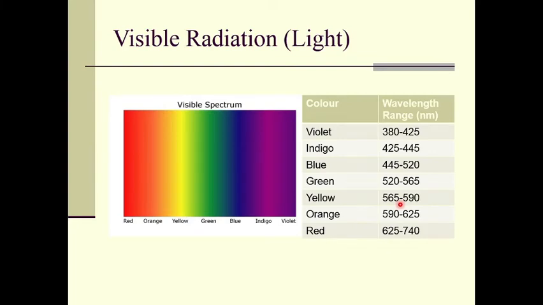So, this is the visible spectrum, right. When we pass the white light through the prism, it splits the light into 7 different colors. So, we have the colors, right. From violet to red, the wavelength increases, that means red has the longest wavelength and shortest frequency, whereas violet has the shortest wavelength and the largest frequency in the visible spectrum.